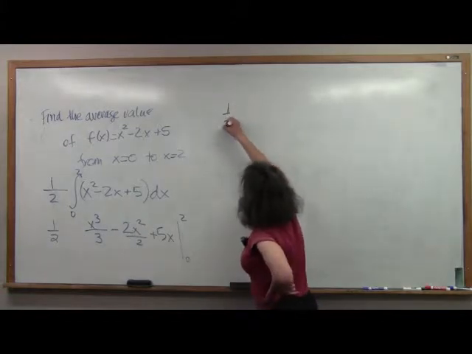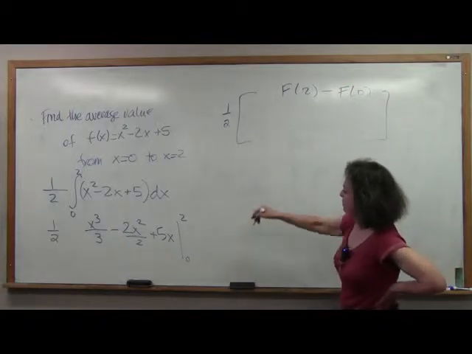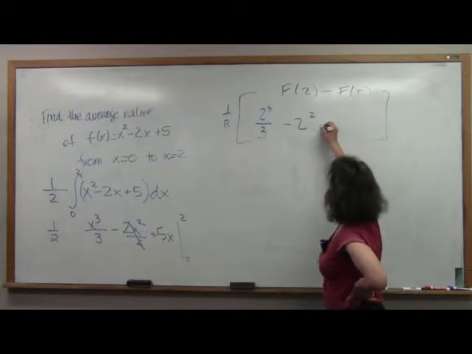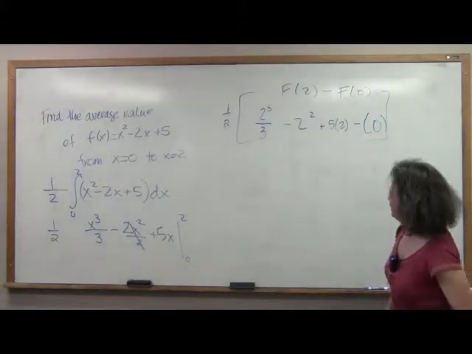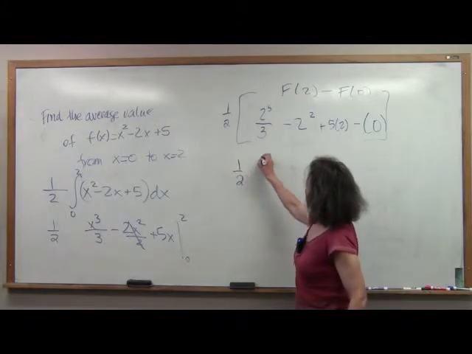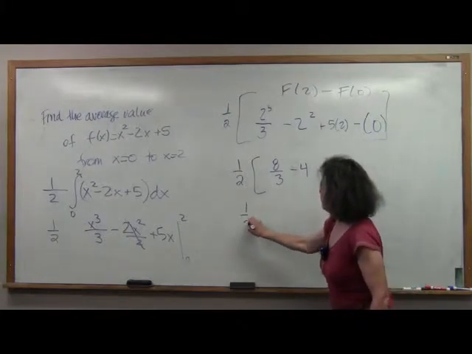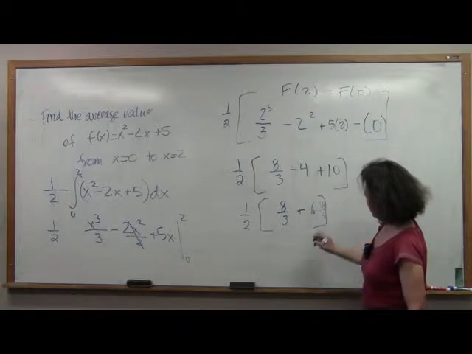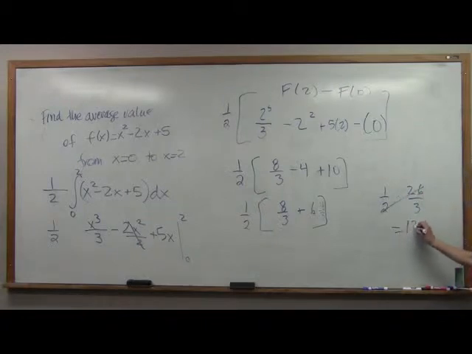Again, we have 1/2, and then we're going to take f of 2 minus f of 0. If I plug 2 in, I have 2 cubed over 3, minus 2 squared plus 5 times 2. And I think you'll grant me, plugging 0 in there, everything just goes away. So what do we have? 1/2, well, we have 8/3 minus 4 plus 10. So we have 1/2 times 8/3 plus 6, which is 18/3. So we have 1/2 times 26/3. So the average value of our function over that interval is 13/3.